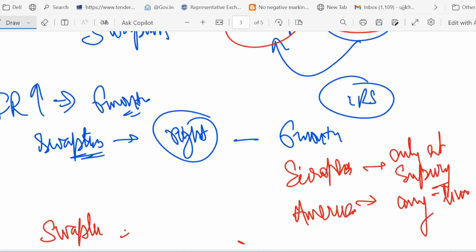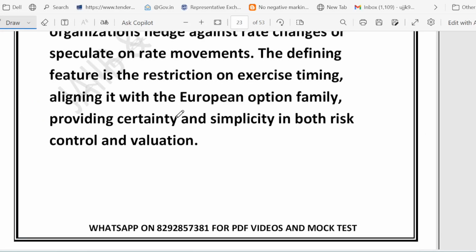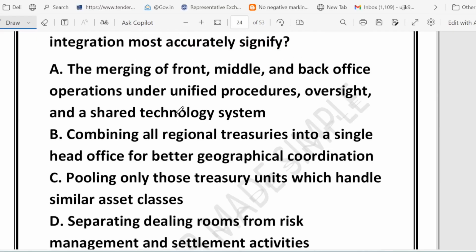If it does not benefit you, skip it. That's it. I hope it is crystal clear. Now friends, let's look at the next question that we have. Yes, so this is the next question.